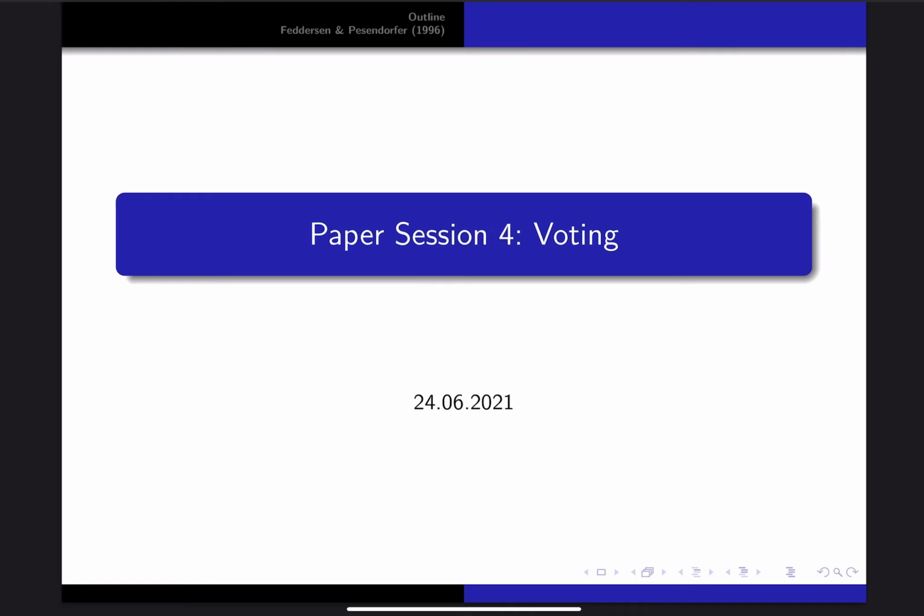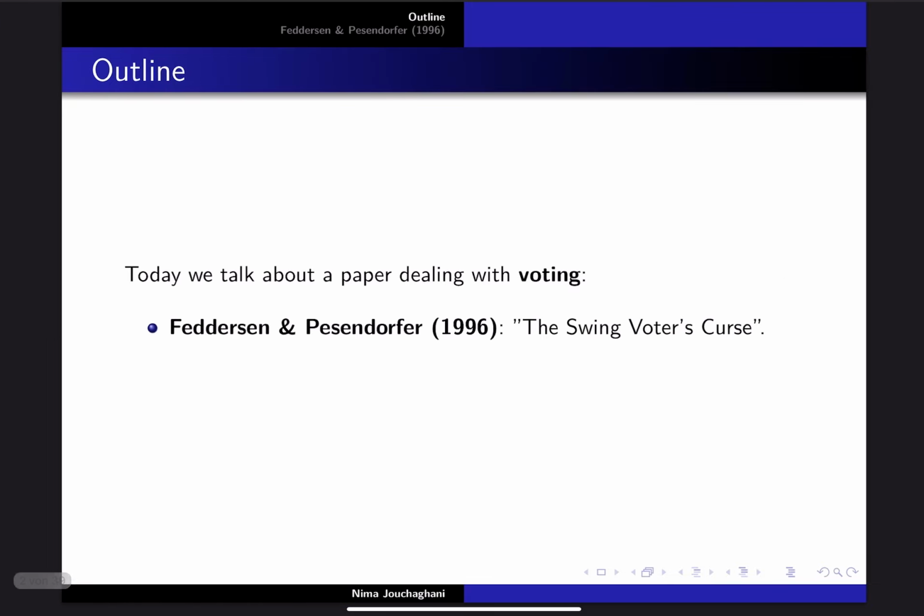Okay, so actually, my plan was to talk about two papers. One theoretical and one empirical paper related to voting. But since I'm thinking that the presentation for the one paper that I'm presenting today will be sufficiently long, I kicked out the other paper. So we will talk about the Feddersen and Pesendorfer paper from 1996 with the title "The Swing Voter's Curse." And I think you have seen something or you will see something like this in the lecture slides. So a model which is covered in the paper.